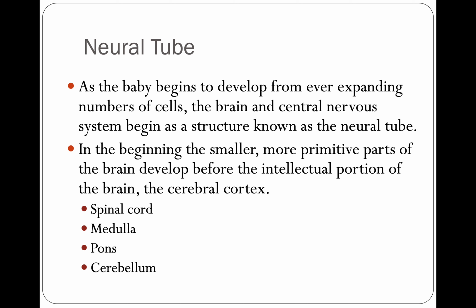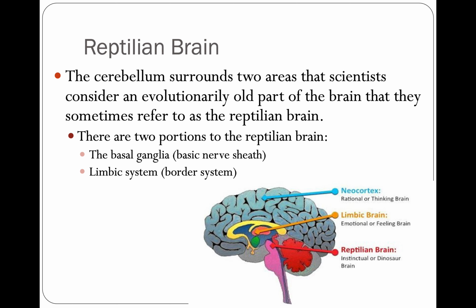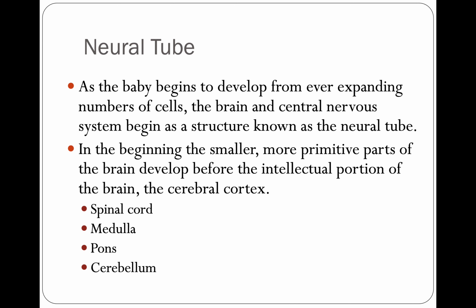As the baby begins to develop from ever-expanding numbers of cells, the brain and the central nervous system begin as a structure known as the neural tube. In the beginning, the smaller, more primitive parts of the brain develop before the intellectual portion of the brain, the cerebral cortex. The spinal cord will develop medulla, pons, and cerebellum. All of these develop long before the cerebral cortex develops. But the baby's brain is developing the entire time that the baby is in the womb, for the whole 9 months that the baby's in the womb.